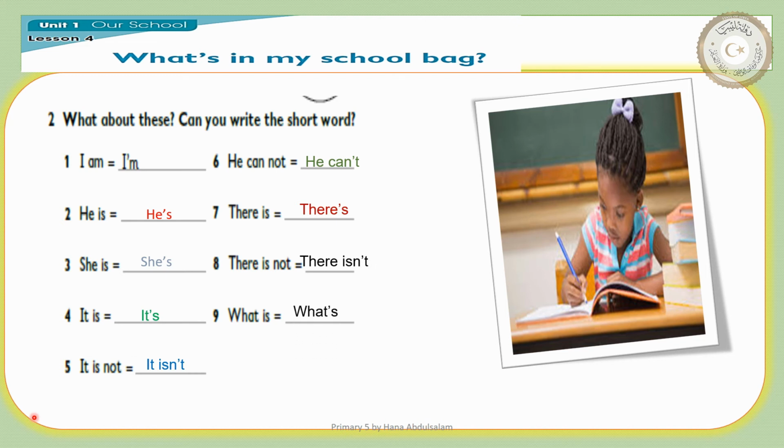What about number 9? Yes. So here, there is not, there isn't. What is, what's. He is, he's. She is, she's. It is, it's. It is not, it isn't. He cannot, he can't. There is, there's. There is not, there isn't. What is, what's.